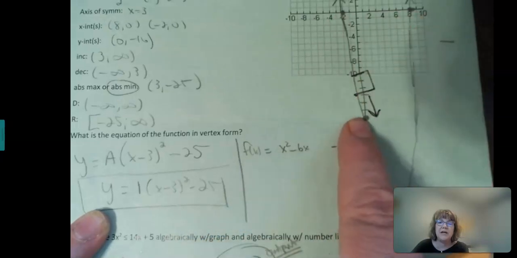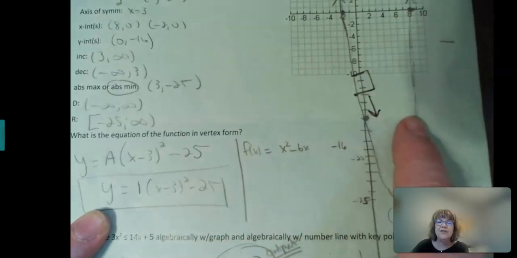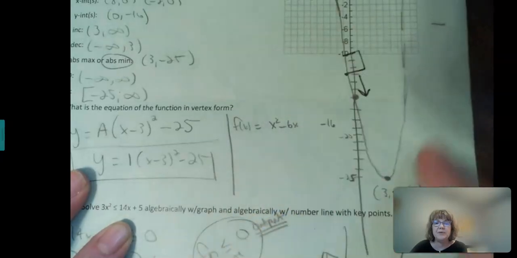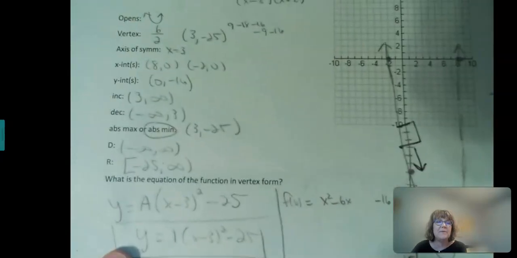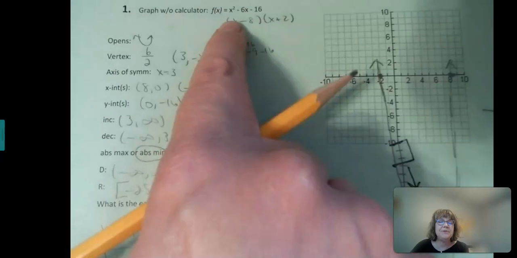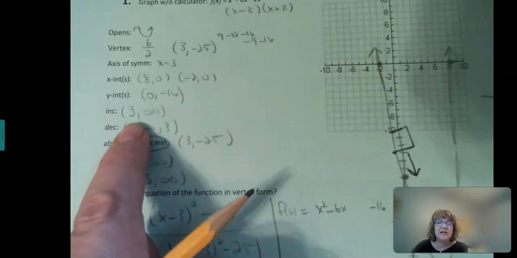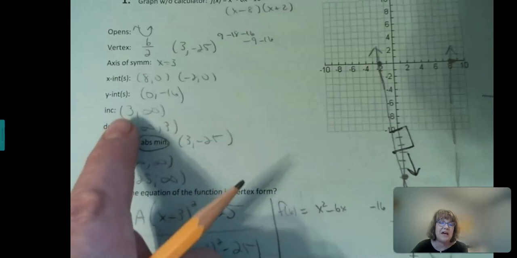I know this point. I can reflect this over the line of symmetry to get that point, and then I have that point. That's 5 accurate points. I should be able to graph my quadratic pretty well. All right, so x-intercepts we get by factoring, subbing in 0, we got that. It's increasing, and again, remember this is only x values.